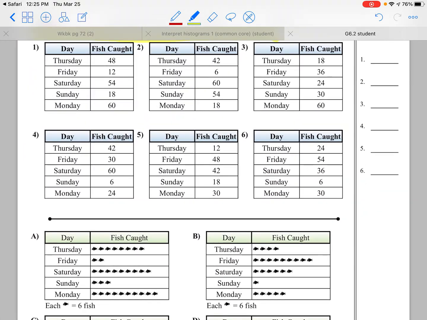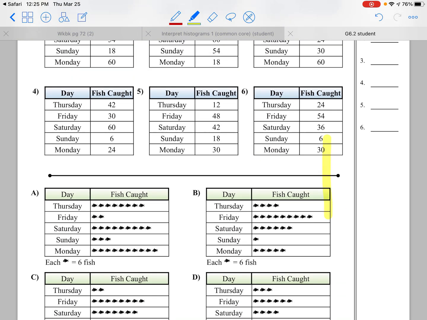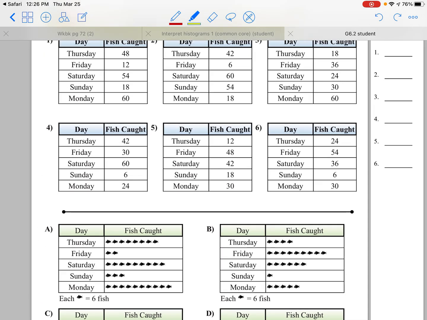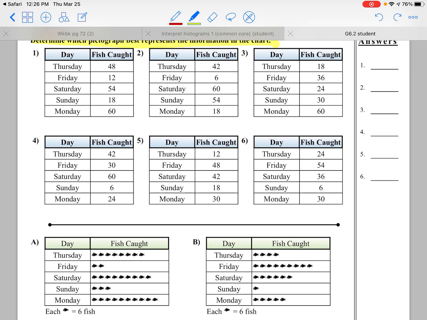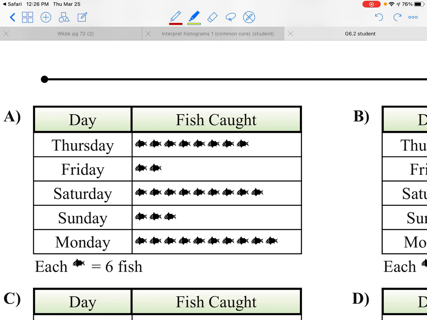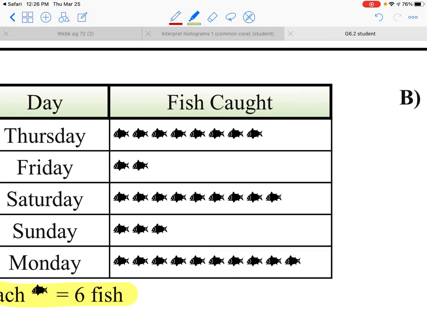So we have one, two, three, four, five, 6 of the data tables, and we have 6 option answers down here. Each of them represents 6 fishes. So really, if we know our multiplication tables, we can actually go through this page pretty quickly. So here on a graph involving a picture, ergo it's a pictograph, we need to be aware of the scale or the key. Each fish drawn represents 6 fish.